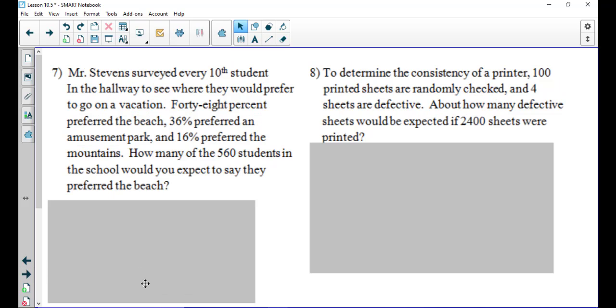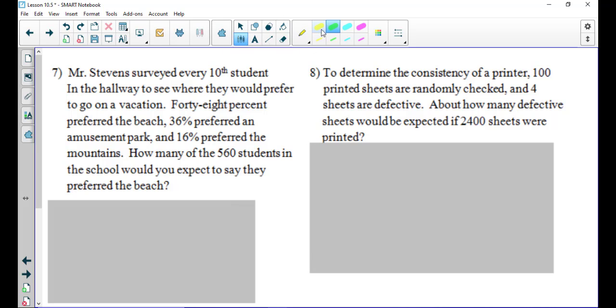All right, let's take a look at number 7. Mr. Stevens surveyed every 10th student in the hallway to see where they would prefer to go on a vacation. 48% preferred the beach, 36% preferred an amusement park, and 16% preferred the mountains. Take me to the beach. How many of the 560 students in the school would you expect to say they preferred the beach?